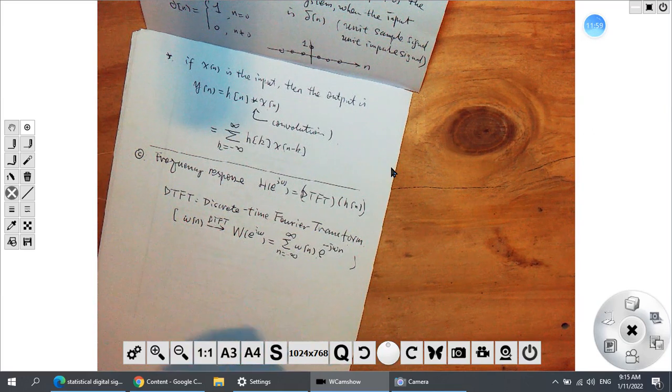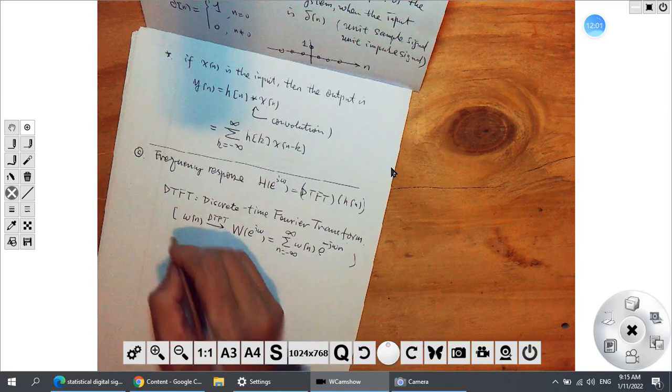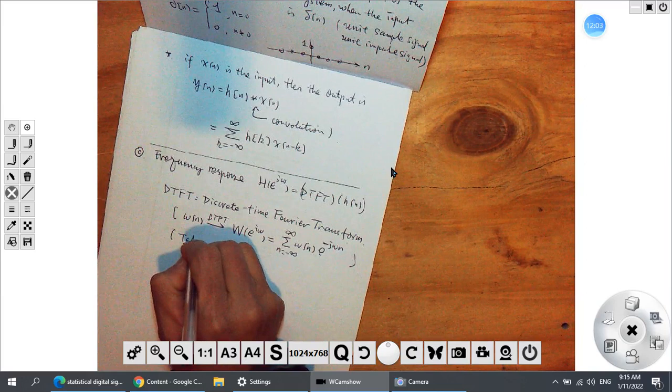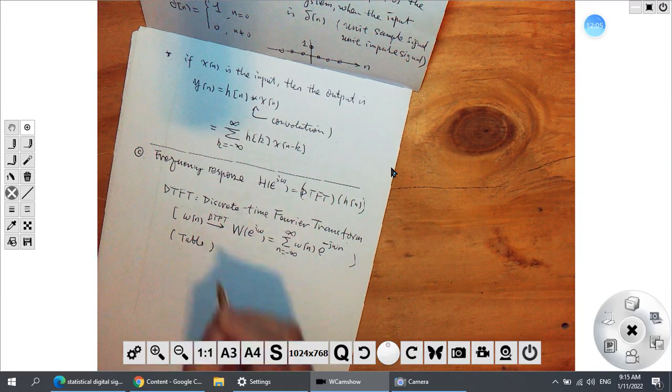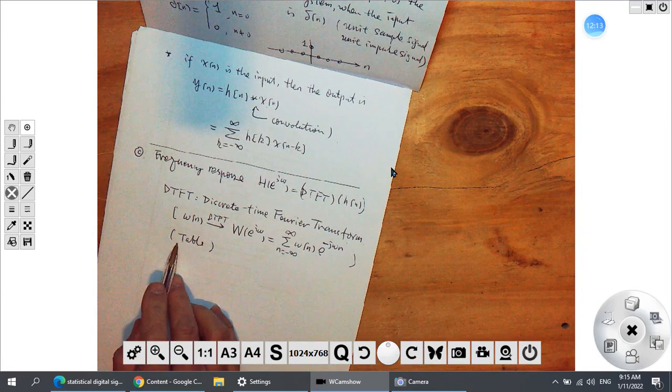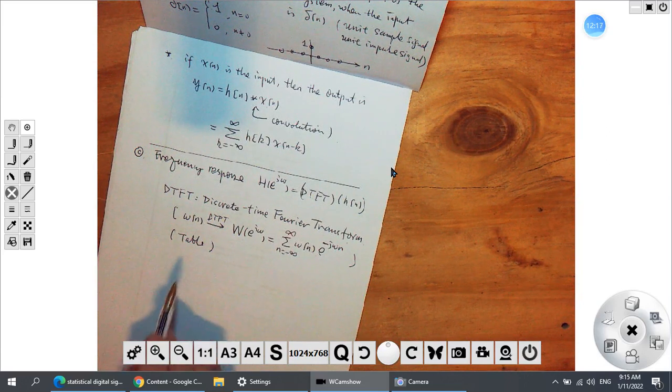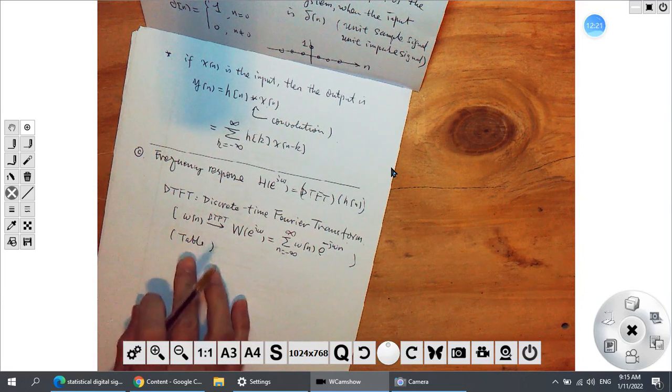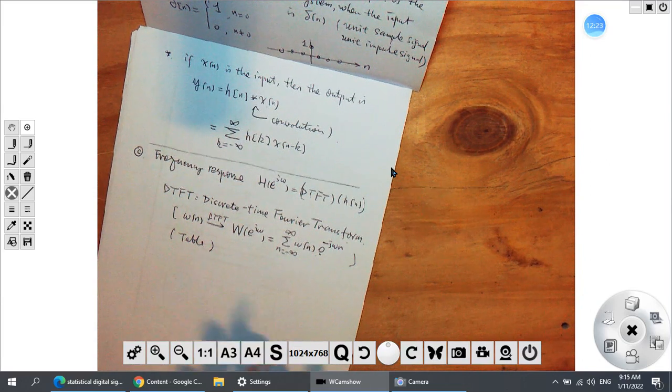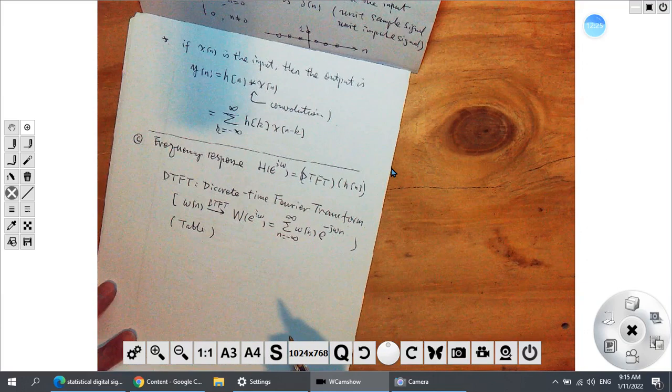And people used to use tables. In the table there are some useful results. Someone else already calculated and found those results, and they were posted in the table, so you can use the results in the table. Okay, so this is the frequency response.